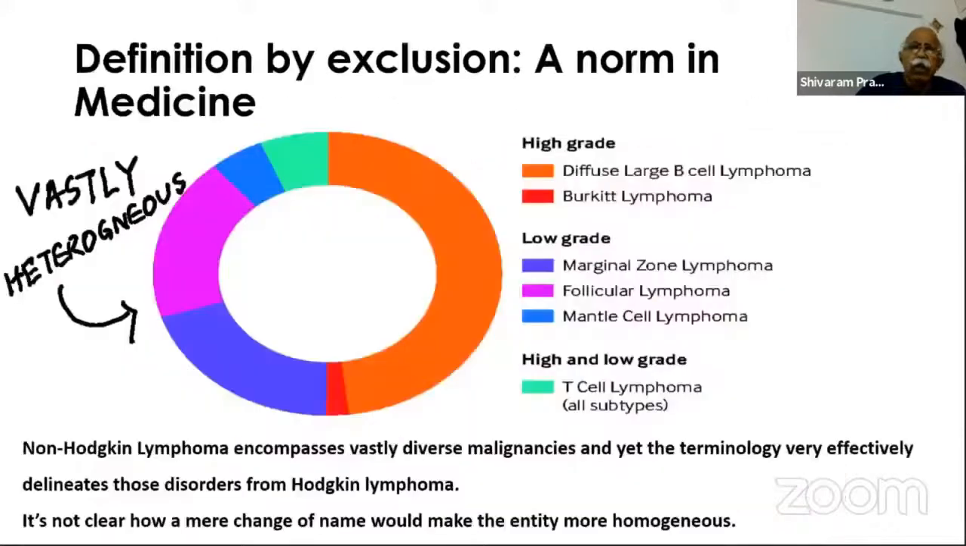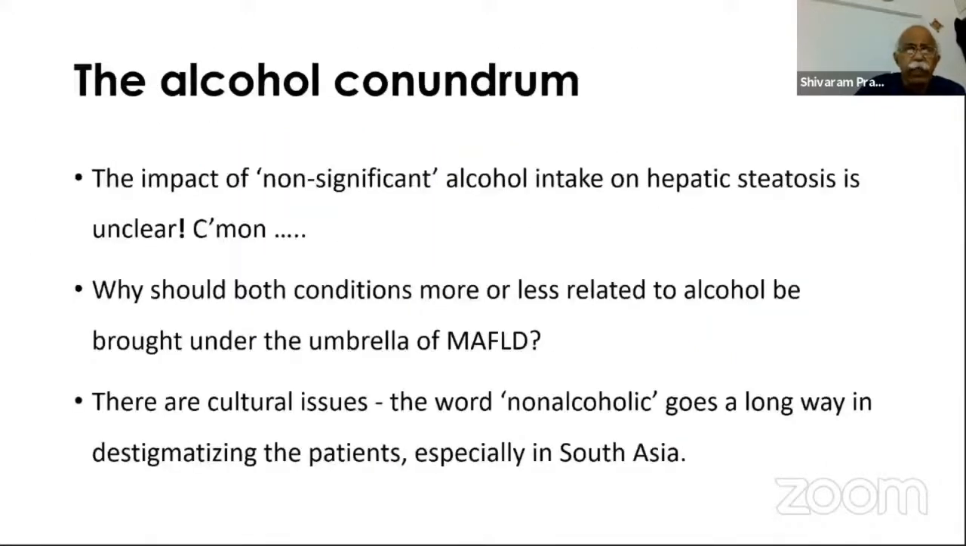He is the know-all. When people say that a disease should not be diagnosed by exclusion, the non-Hodgkin's lymphoma diagnosis has almost been there for a century. No one has any problem with that. Then the question of alcohol: the impact of a non-significant amount of alcohol and hepatic steatosis in NASH is unclear.